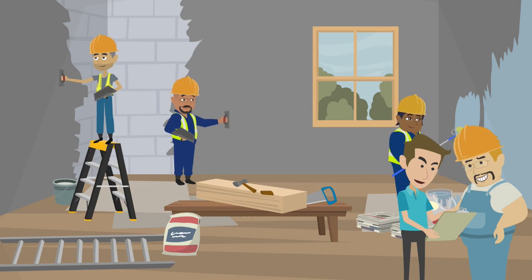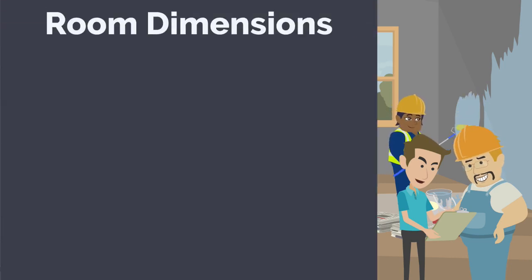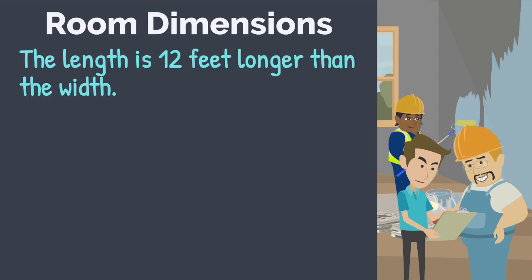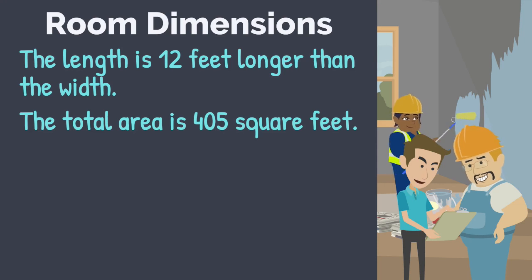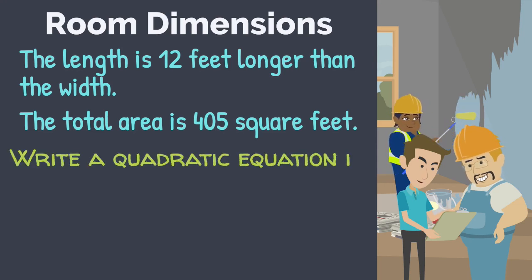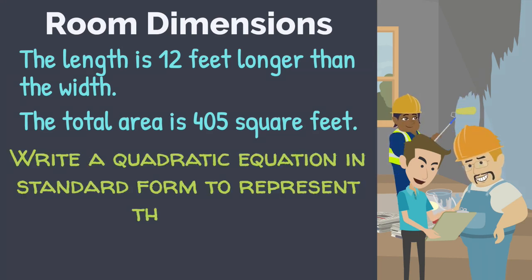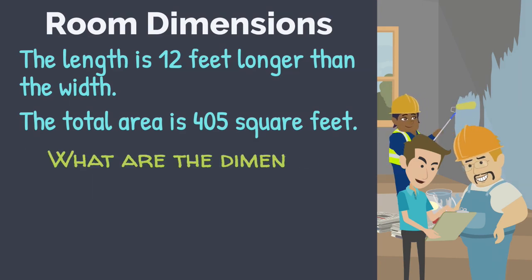Randy manages a team mudding and painting a rectangular room. The length of the room is 12 feet longer than the width, and the total area is 405 square feet. Write a quadratic equation in standard form to represent the area. What are the dimensions of the room?